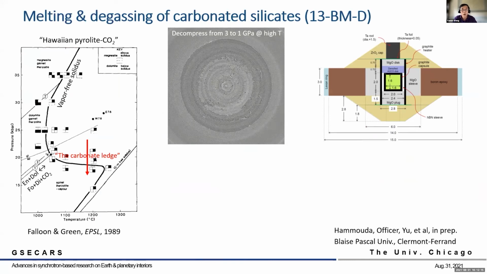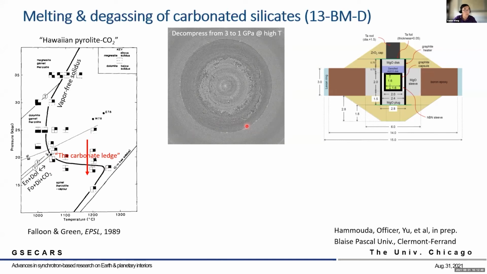In collaboration with Tahar Hammouda at Pascal University, we're developing techniques to study degassing processes of carbonated silicates. It is well known that the solidus of carbonated silicates shows this steep change. This is known as the carbonate ledge. When the melt is decompressed, crossing this ledge, CO2 escapes with huge volume changes, resulting in violent eruptions.